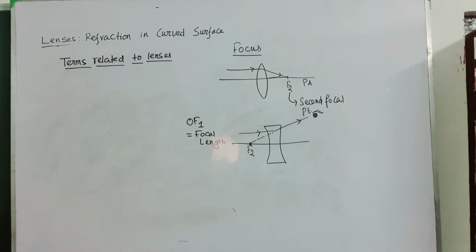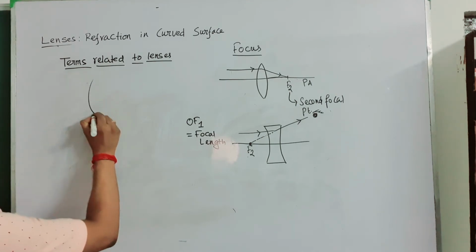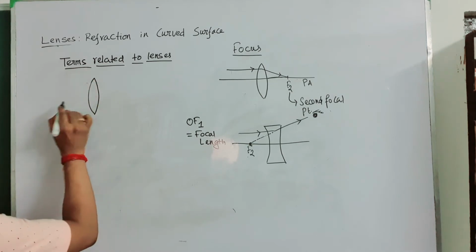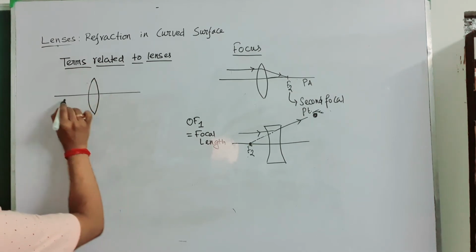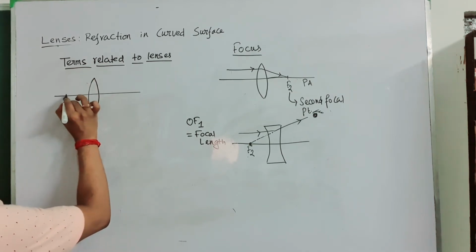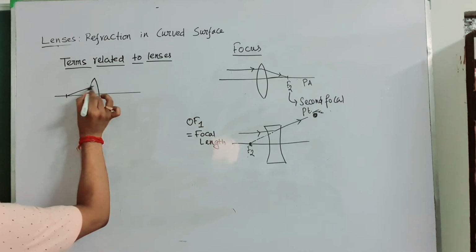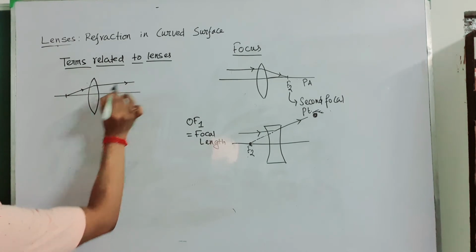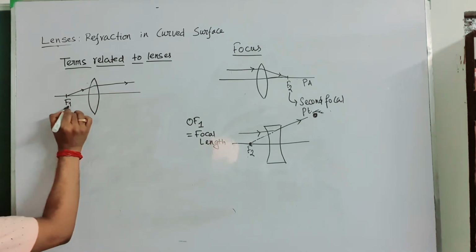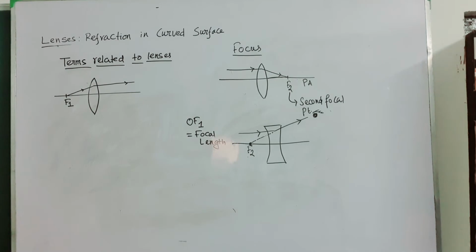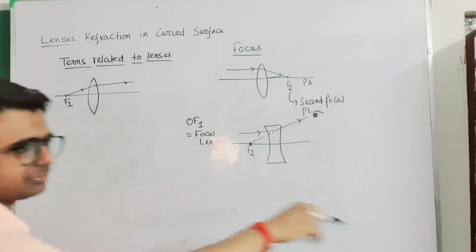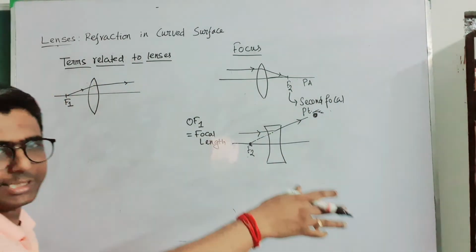What is the first focal point? In case of convex lens, if any ray traveling from a point on the principal axis goes parallel to the principal axis after refraction, this will be called the first focal point F1. So where parallel rays converge is F2, and the point from which rays start so that they emerge parallel is F1.